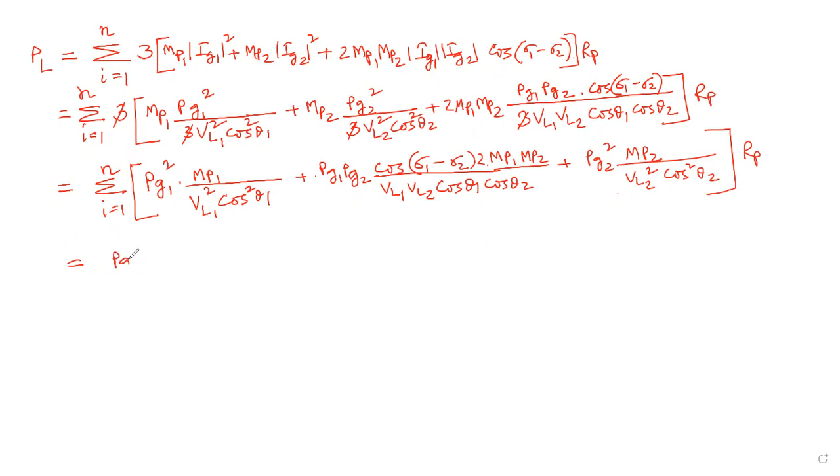PG1 squared B11 plus 2 PG1 PG2 B12 plus PG2 squared B22. So if this is my targeted expression for PL, then I can compare this line and this line, and I can simply find out what my B coefficients are.